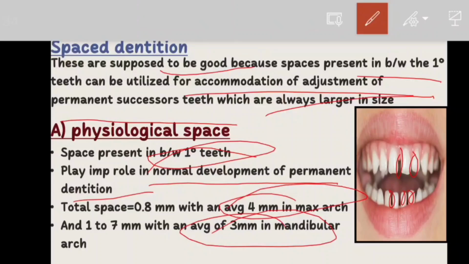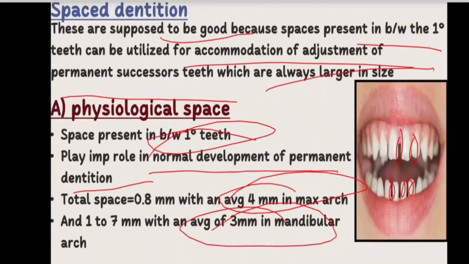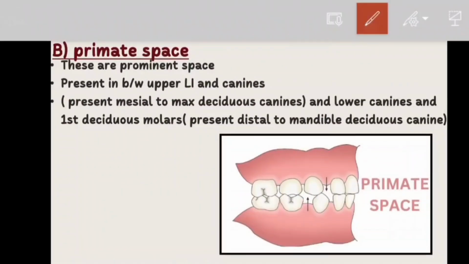So why is space good in primary dentition? Because the permanent teeth are larger. Now we see the primate space, which is a very important viva question. These are the prominent spaces.